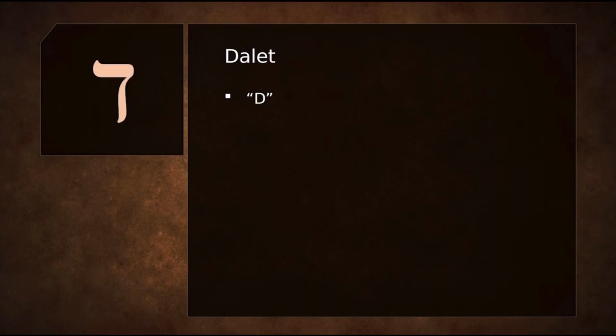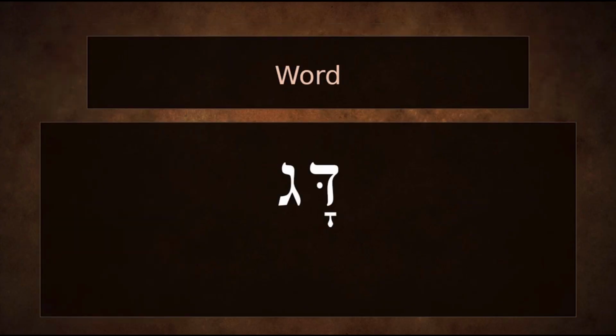The fourth letter is dalet. Dalet makes the sound of D, d, as in door. With the gimel and dalet, we can make another word. This word is spelled, starting on the right, dalet, kamatz under the dalet, and then gimel at the end.